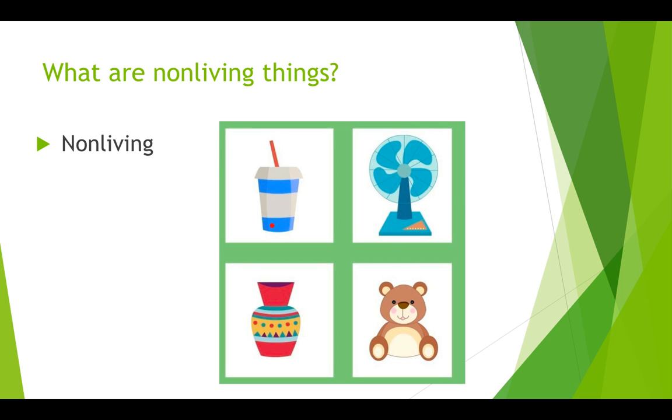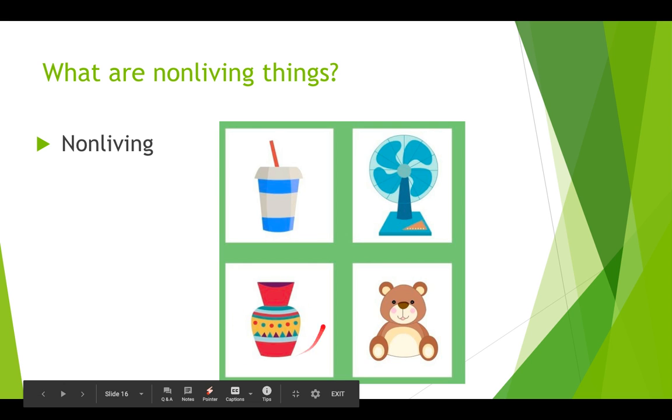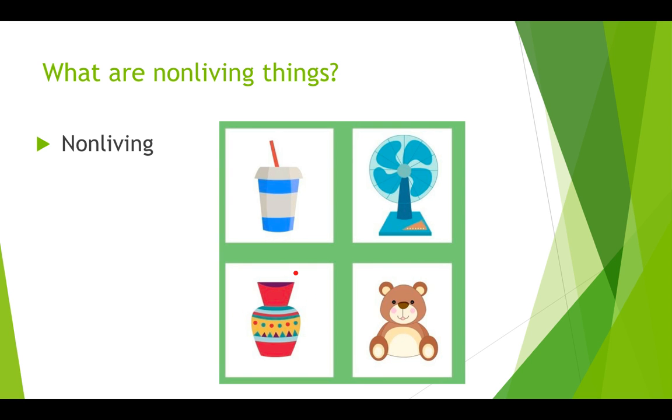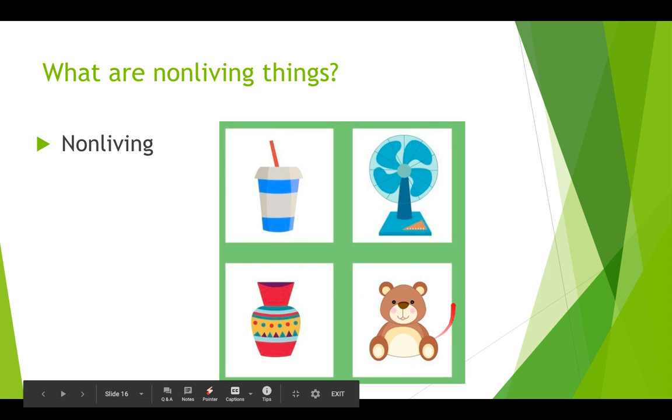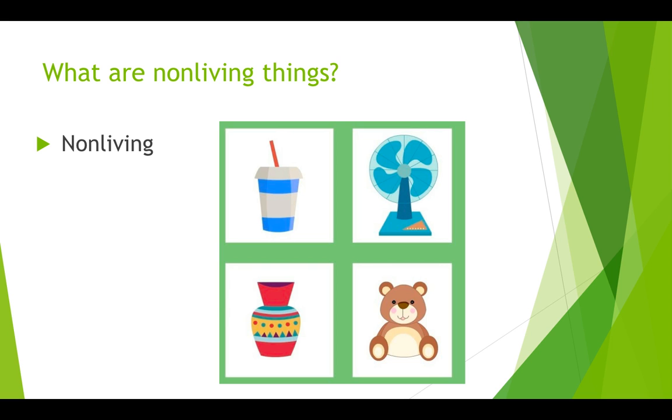A cup cannot grow or move. A cup cannot make more of itself. It doesn't need air. So that would mean a cup is a non-living thing. A fan does not need food or water. A fan does not need air. A fan does not grow or move or get bigger, so a fan would be a non living thing. Again, the vase also doesn't need air, it doesn't need food or water, and it doesn't move or grow. And then finally, we have this teddy bear, and this teddy bear also doesn't move or grow, it doesn't need air, and it doesn't make more teddy bears, it can't reproduce.